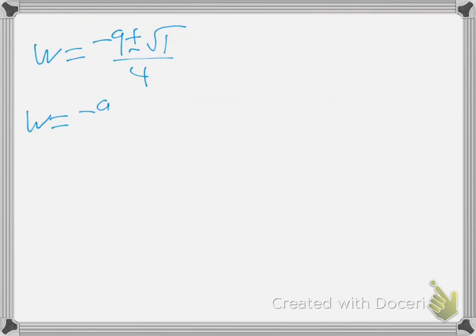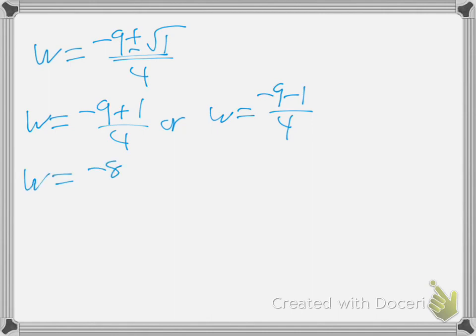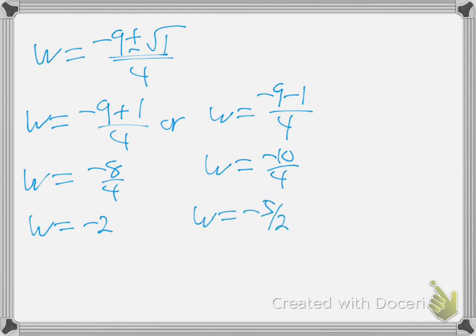Now that's minus 9. Square root of 1 is just 1. So I'm going to make the two options. Square root of 1 is just 1, so it's minus 9 plus 1 and minus 9 minus 1. What is that? That's minus 8/4, minus 2, and minus 10/4, minus 5/2, right? I just divided by 2, top and bottom. So I get two answers for W, minus 2 and minus 5/2.